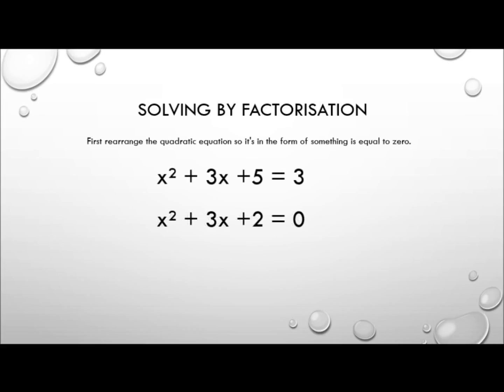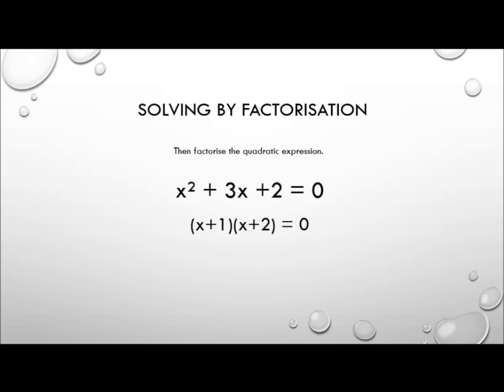Our first job is to rearrange the quadratic equation so it's in the form of something that is equal to 0. So by moving the 3 over to the left hand side it becomes a negative 3. Now we've got a positive 5 and a negative 3, so those like terms can be combined to become positive 2. So x squared plus 3x plus 5 equals 3 becomes x squared plus 3x plus 2 equals 0. And then we just factorise our quadratic expression on the left.